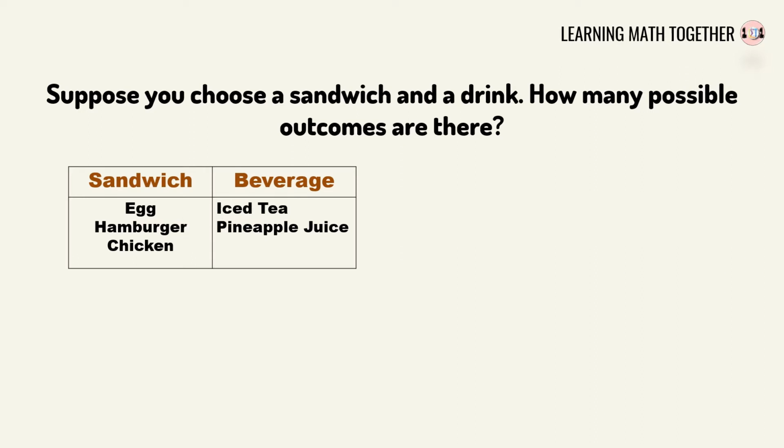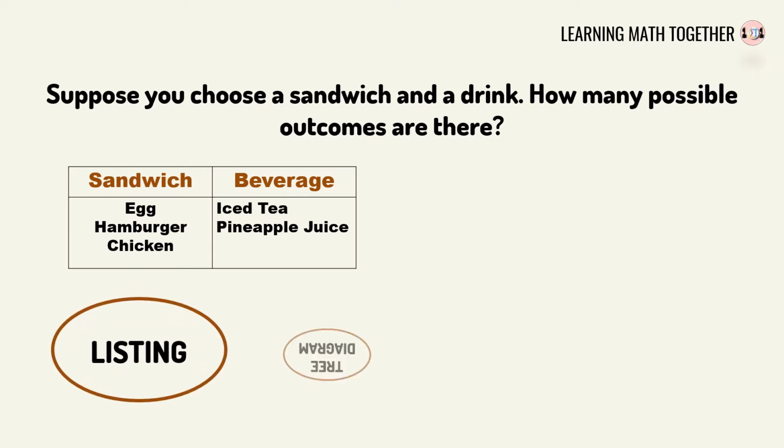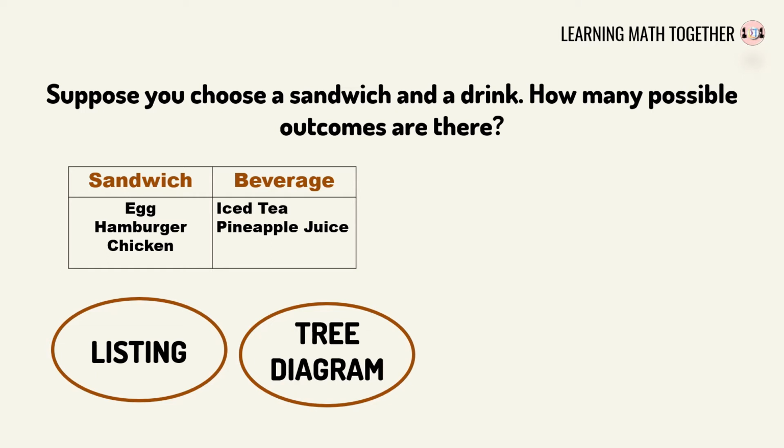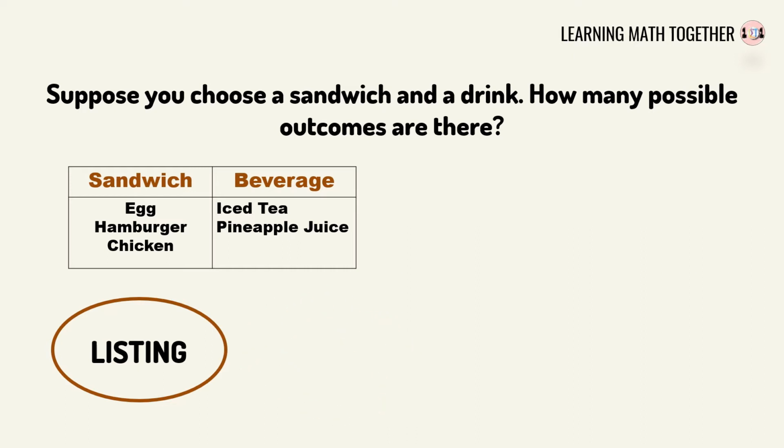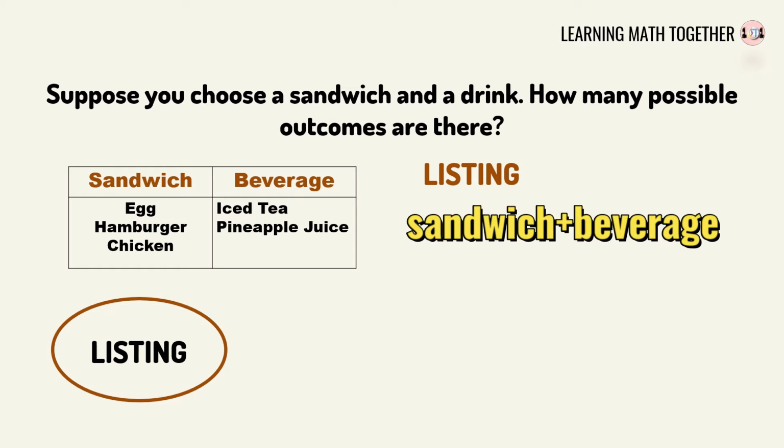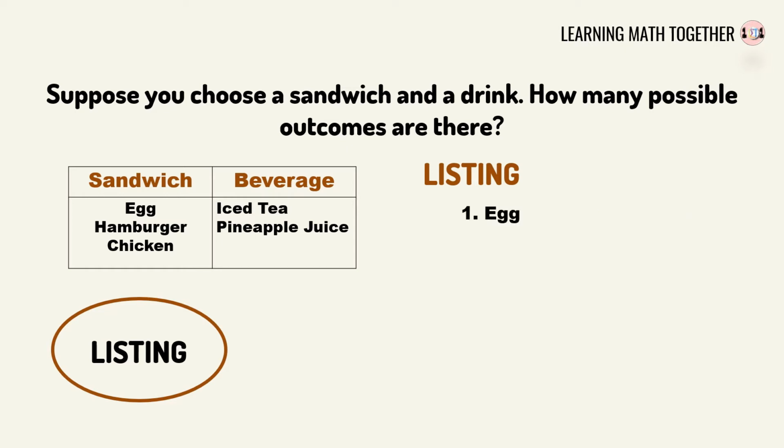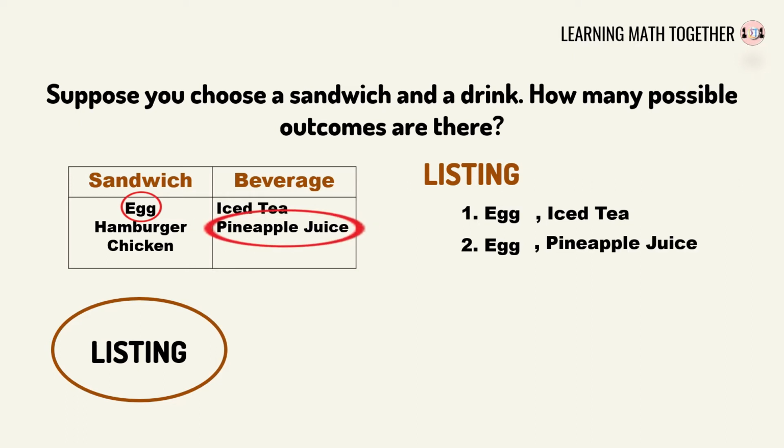Now we will be using two methods here, the listing and a tree diagram, in order for us to count the number of possible outcomes. But first, let's focus on the listing method. So in the listing method, we will just list all the possible options that we could have: one sandwich and one beverage. So for the first option, we could have egg paired to an iced tea. Second would be egg sandwich again, but this time our beverage will be pineapple juice.